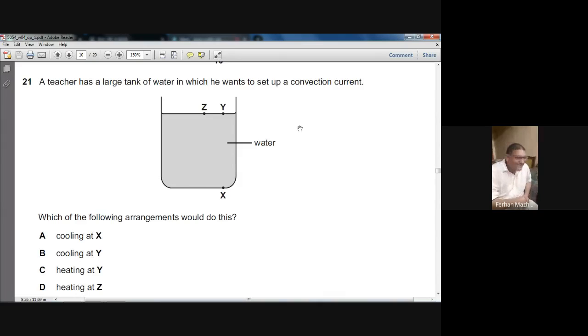So what's the choice? Sir, cooling at X or cooling at Y? When you want to set up the convection currents by cooling, the cooling should be done from the top. So what should be the choice? You gave me two answers at the same time. Cooling at Y. Y, obviously Y. Yes, B is the right choice. Cooling at Y, cooling from the top. So it will set up the convection current. You understand? Yes, sir.